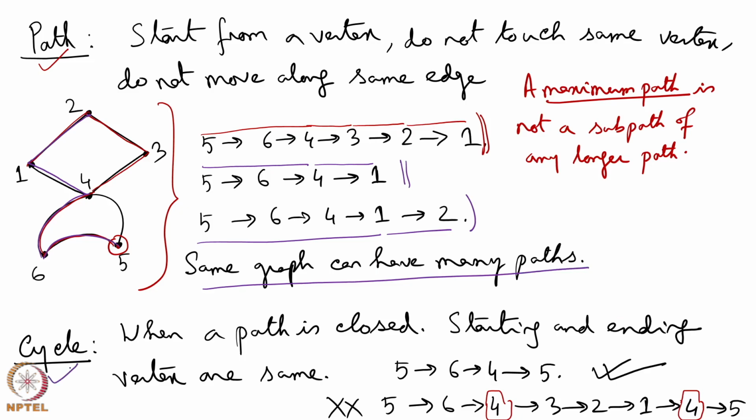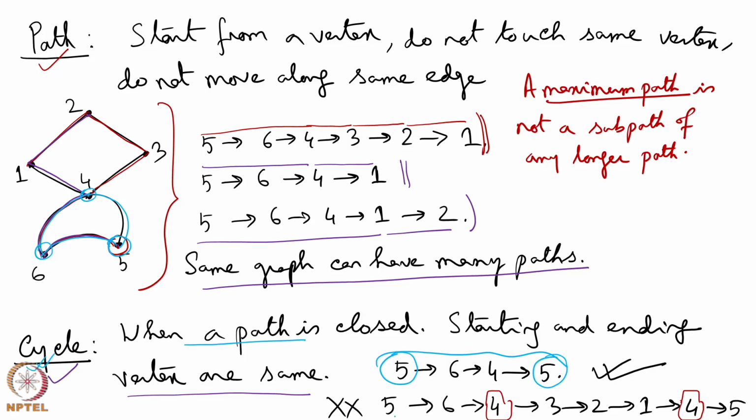Now, what is a cycle? When a path is closed, starting and ending vertex are the same. For example, in this one, suppose I start from 5 and then I go to 6 and then to 4 and then again from 4 to 5: 5, 6, 4, 5. Starting vertex and the ending vertex are the same. So, we call this a cycle.